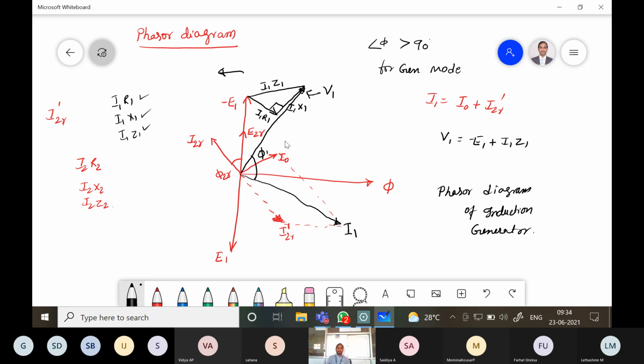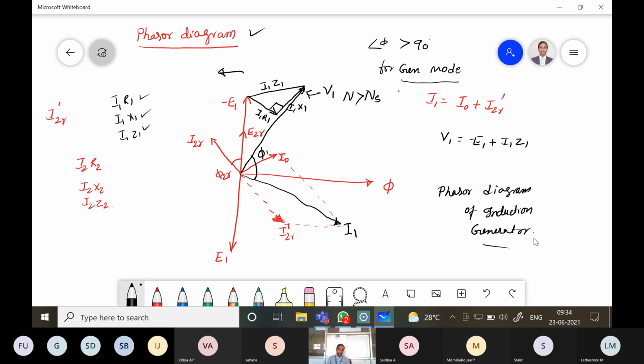So it is supplying the power. Thus the rotor is rotated above the synchronous speed. The rotor rotates above the synchronous speed, so this will give the negative slip. Okay, so with the rotating field remaining in the same direction, and the direction of rotor EMF, current and torque reversed, the machine is said to be operating in a generating mode. So this is the phasor diagram of the induction generator.